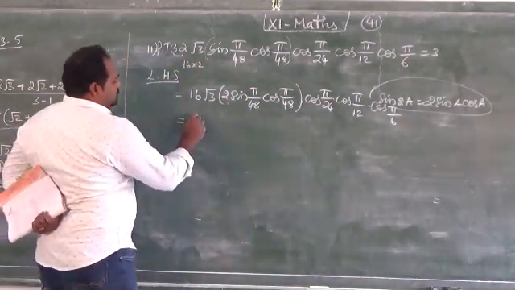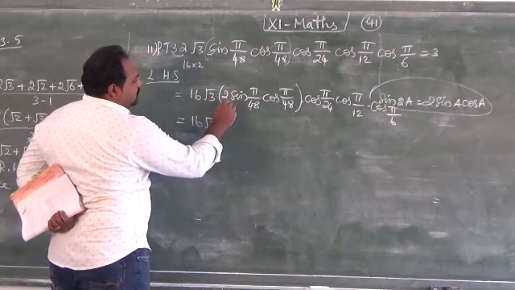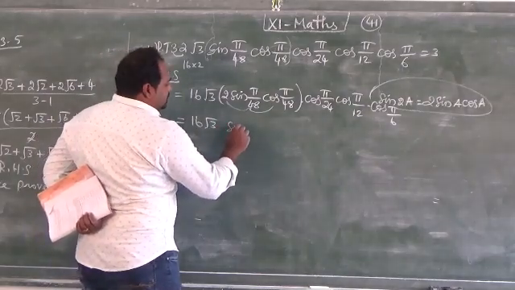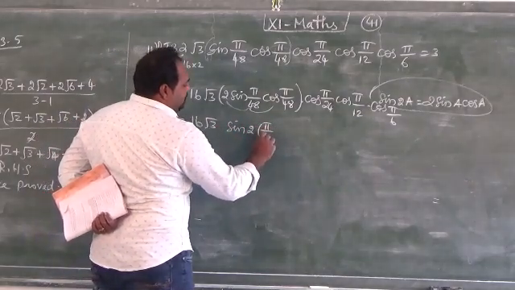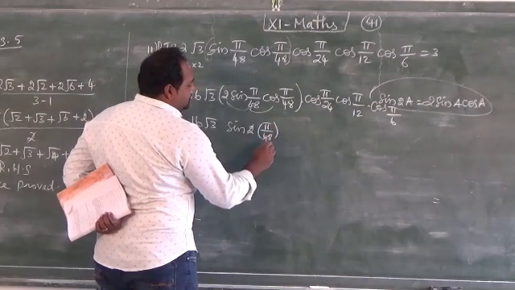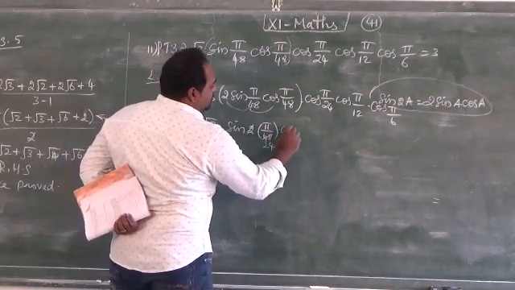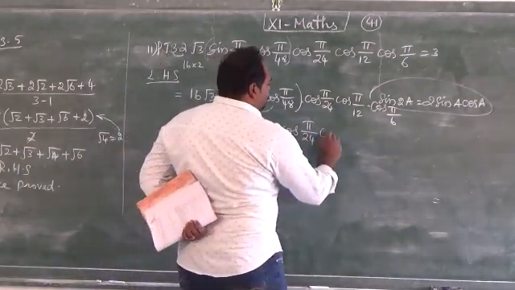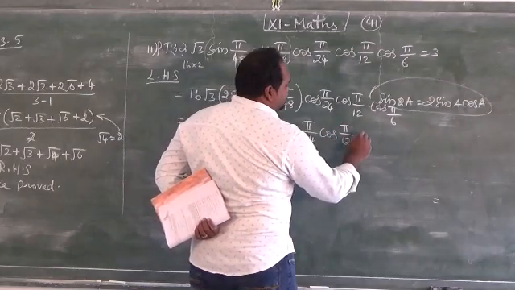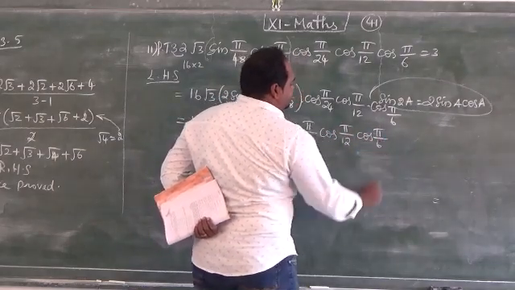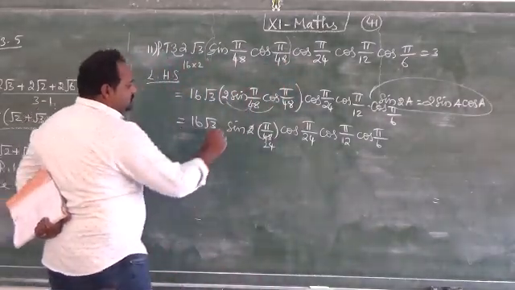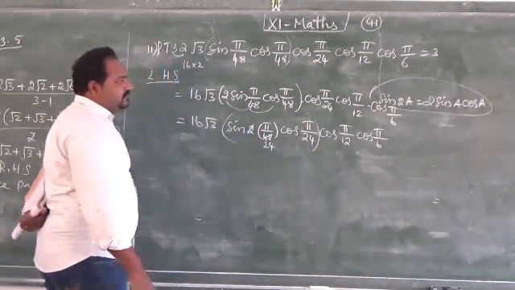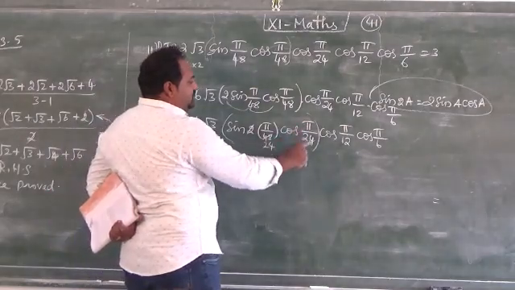Now, 16 root 3, 2 sin a cos a can be written as sin 2a. Here sin 2 into a, where a is pi by 48. If I cancel this, 2 into 48 cancels, we get 16 root 3 sin pi by 24 cos pi by 24 cos pi by 12 cos pi by 6. Now look at these terms: we have sin pi by 24, cos pi by 24.